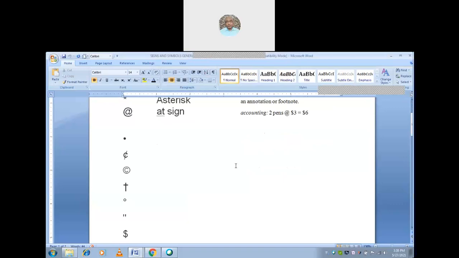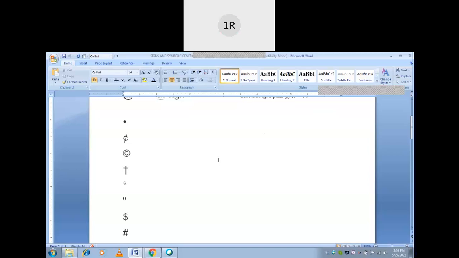No, it is not a dot, it is not a full stop, it is a bullet. Bullet shows the different items in a list. Next, cent, 100. That is a C within a circle, which is the copyright sign.